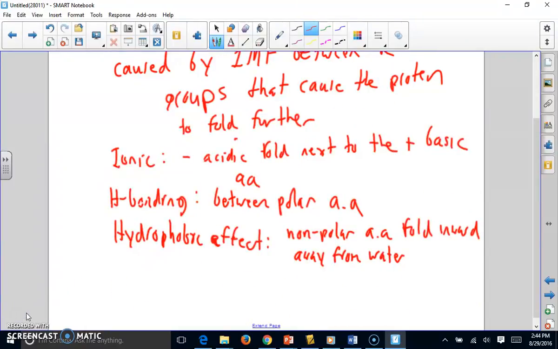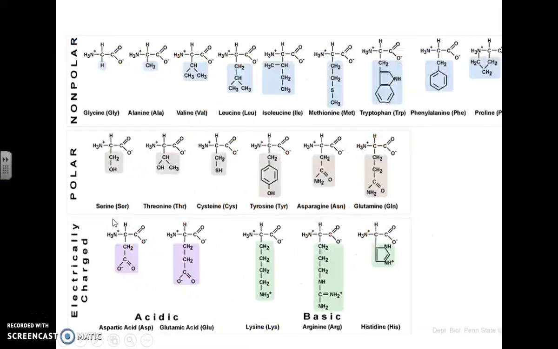The last interaction we have, which is a very specific interaction, is called a disulfide bridge. It occurs between cysteine amino acids. And I'm going to go back to the table with the amino acids. Just give me a second.